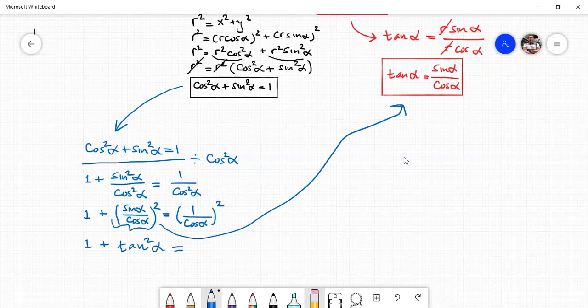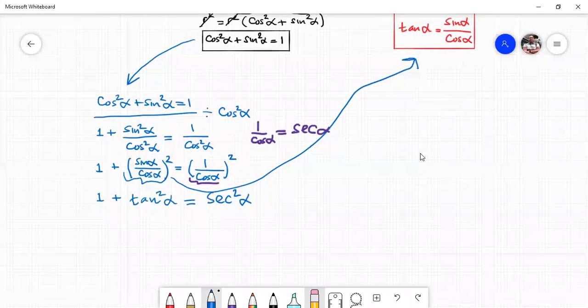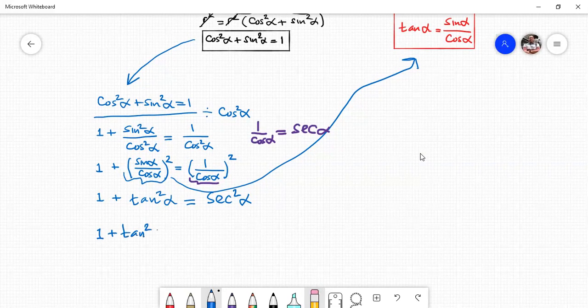And then this one. Look at this. Remember, 1 out of cos alpha, is it secant alpha, right? Secant is the reciprocal of cosine. So this one can be written as secant square alpha. So now we have another formulation, which is 1 plus tangent square alpha equals to secant square alpha.